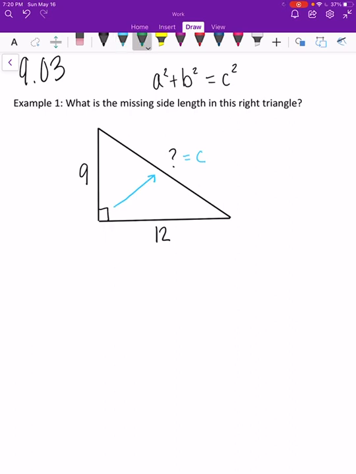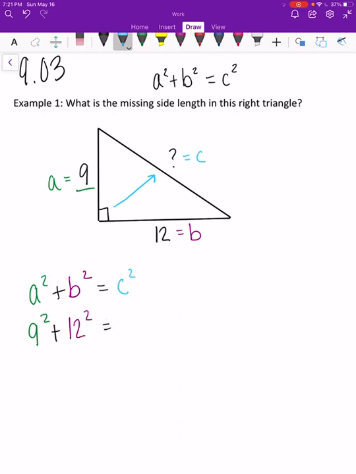So I'm going to call 9 a, and I'm going to call 12 b. So we should have a squared plus b squared equals c squared, and we don't know c squared yet. But a is 9, so we're going to do 9 squared plus b, which is 12 squared, and it's going to equal c squared.